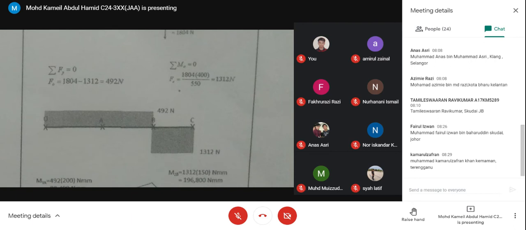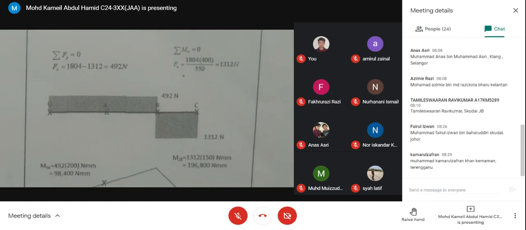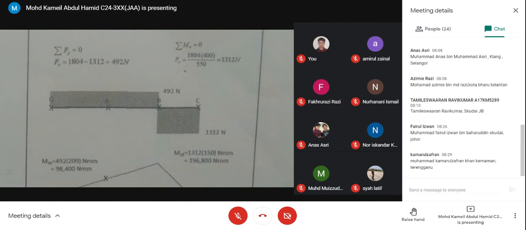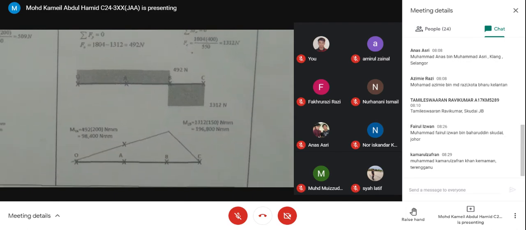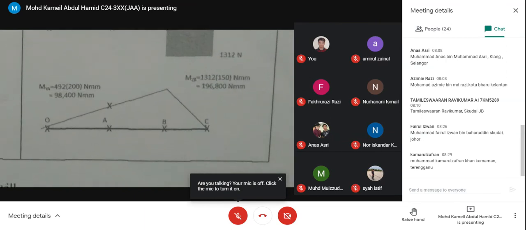And then draw your shear diagram. 492 all the way from O to B. At B it goes down, 1804 downward. 492 plus another 1312, you get your 1312 from B to C. From C it goes back to the original. And then calculate and get your moment diagram.